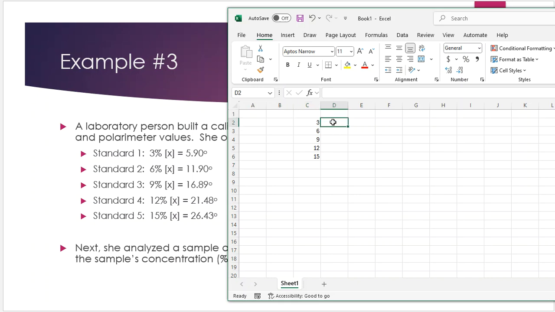And then on the y-axis, I need to pop in the values that I got from the polarimeter. So 5.9 and 11.9 and 16.89 and 21.48 and 26.43. All right, that's as hard as that's going to be. So now I've got the raw data entered into the spreadsheet. I need to make a calibration curve.